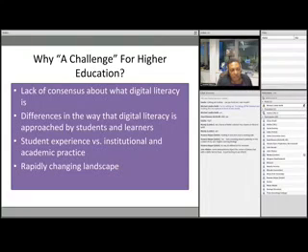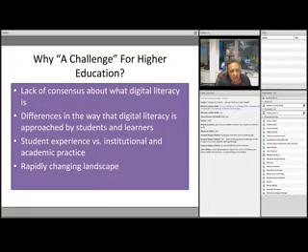Another definition problem, which is attached to this lack of consensus, is the differences in the way that digital literacy is approached by students, our learners and staff. So the expectations that we as learning developers and tutors and academics have for our students, and the expectations that our students have of us as learning developers and people that are teaching. Whereas I see it as much more of a symbiotic relationship.